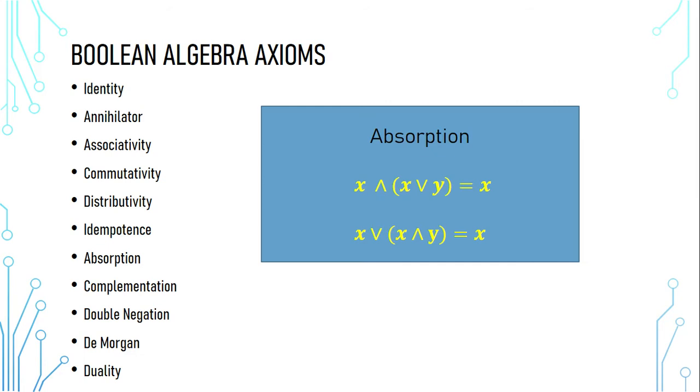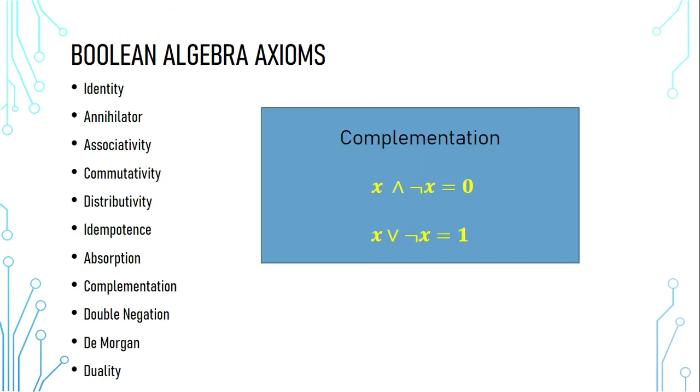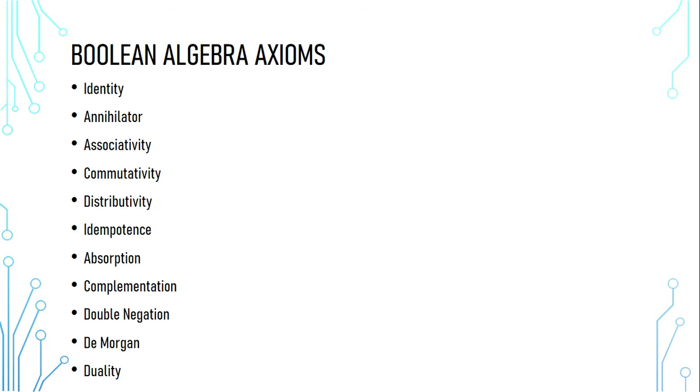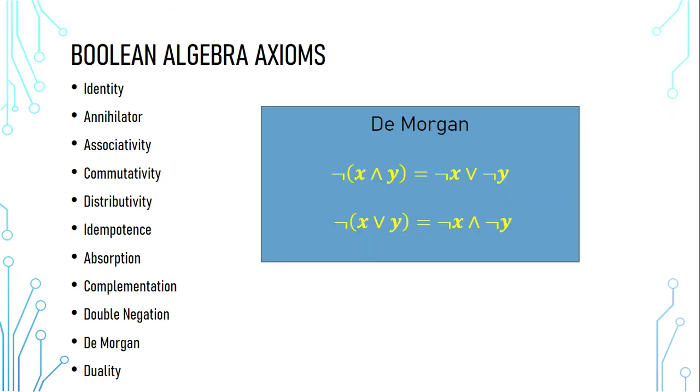Absorption law, which is shown here, can be used when we try to minimize equations or functions. Complementation law. It says ANDing a Boolean variable with its negated version results in 0. Also, it says ORing a Boolean variable with its negated version results in 1. Double negation. It says if we negate a Boolean variable two times, the result will be the variable itself. De Morgan's law. It says not (a and b) equals not a or not b, and not (a or b) equals not a and not b.